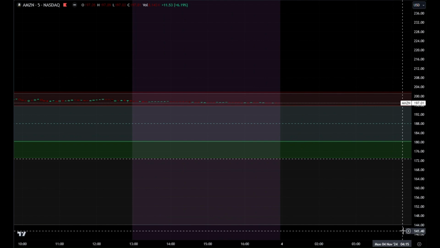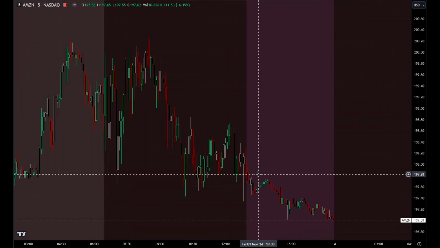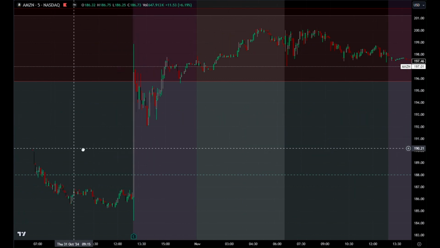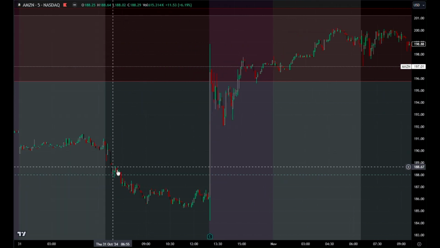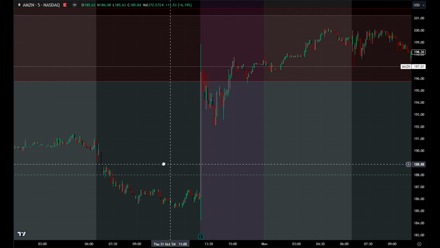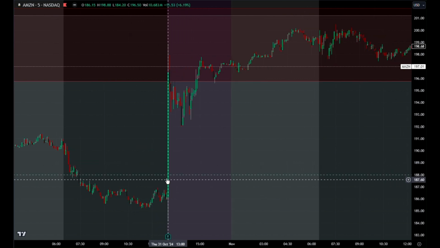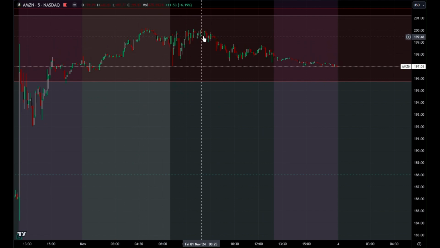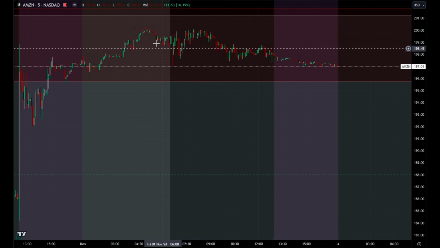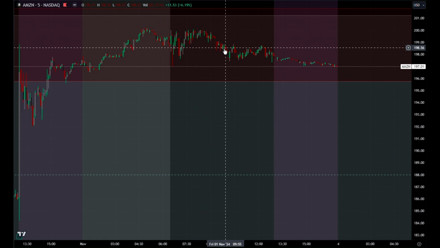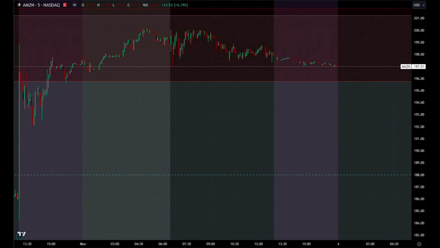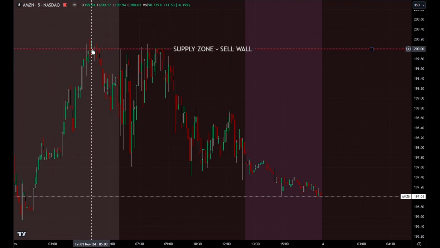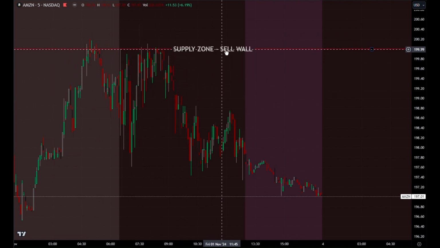We will zoom in on the 5-minute to have a better look. October 31st is range. Amazon announces earnings, opening the next trading day in the supply zone. There's the $200 sell wall.